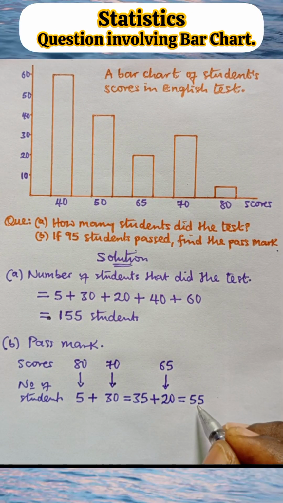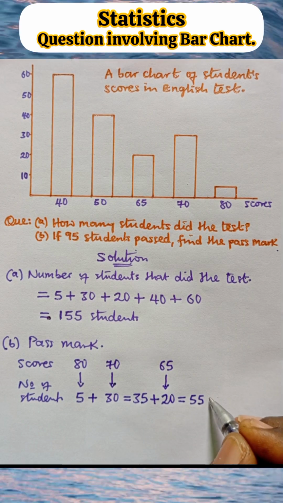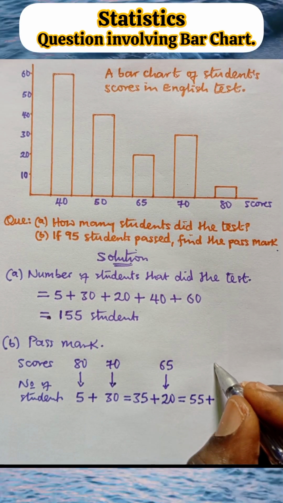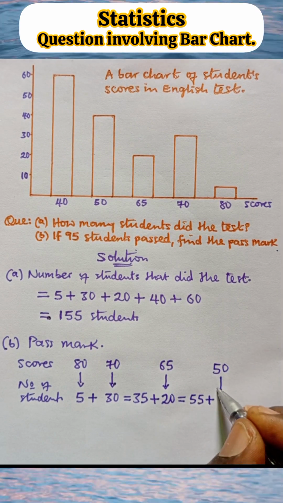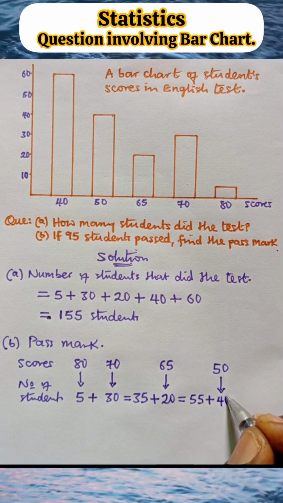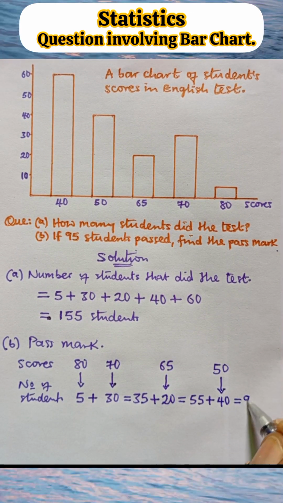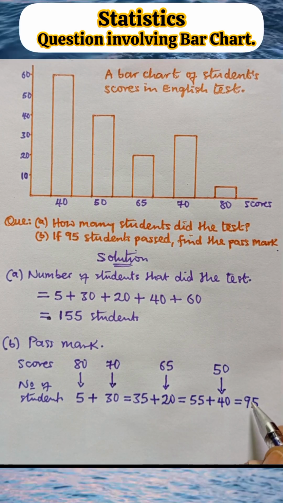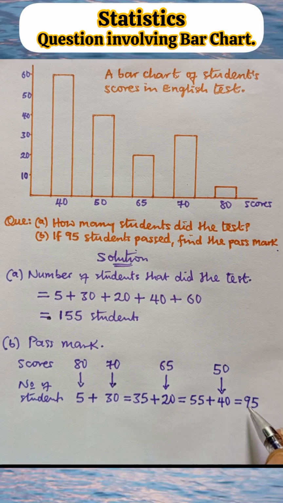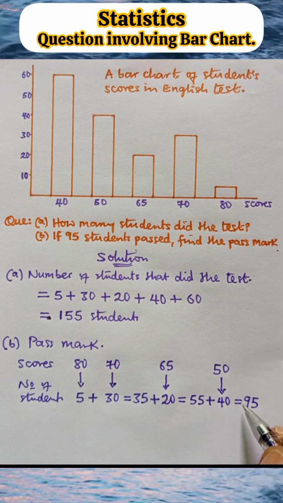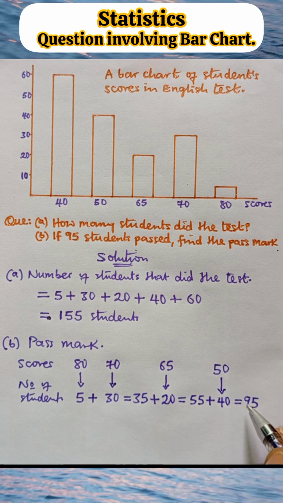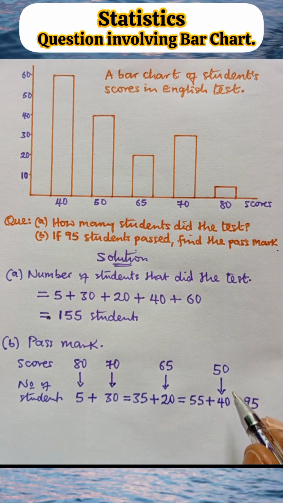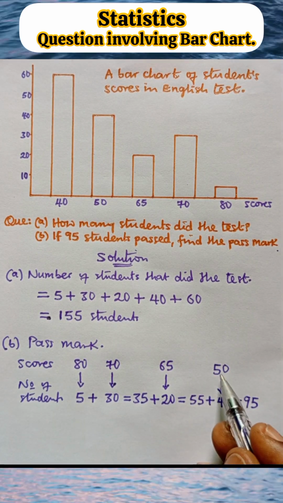55 is not up to 95 yet, so we continue. Plus student that scored 50%, they are 40. So we have 40 here. When you add 40 to the 55, it gives us 95. Now we have reached the number of students that passed. What it means is any student that does not fall within these 95 persons do not reach the pass mark, which means 50% is the pass mark of the test.